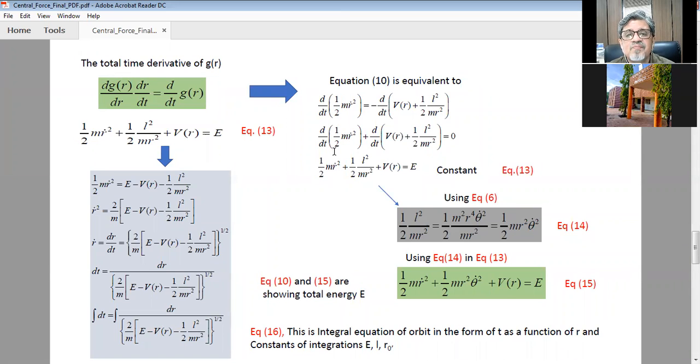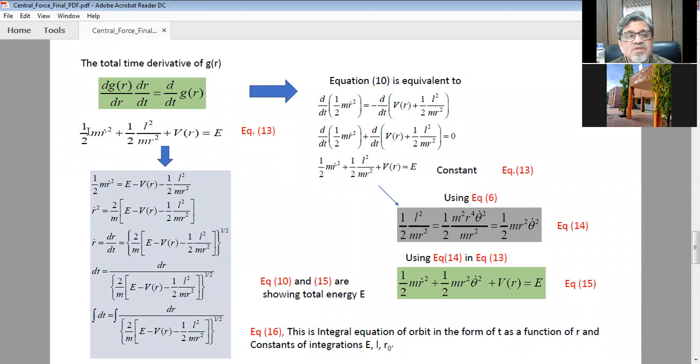Now d/dt, we are taking this term on the left hand side, and equate it to 0. So d/dt of this term is equal to 0. So differentiation becomes 0. The quantity is constant. So that is why this quantity 1/2 m r dot square plus 1/2 L square divided by m r square plus V(r) is equal to a constant quantity, and that is equal to the total energy E. So that is equation number 13.